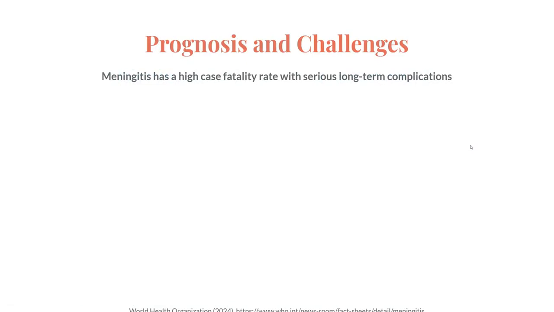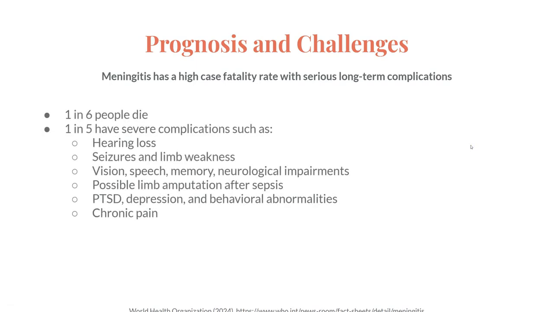So what is the prognosis and the challenges that we might face if we do have meningitis? It does have a high case fatality rate, and those that survive can face serious long-term complications. So 1 in 6 people do die from bacterial meningitis. 1 in 5 that survive from it will have severe complications, and some of those will include hearing loss, seizures and limb weakness, vision, speech, memory, or any neurological impairments, possible limb amputation if they did develop sepsis, PTSD, depression, behavioral abnormalities, and chronic pain.